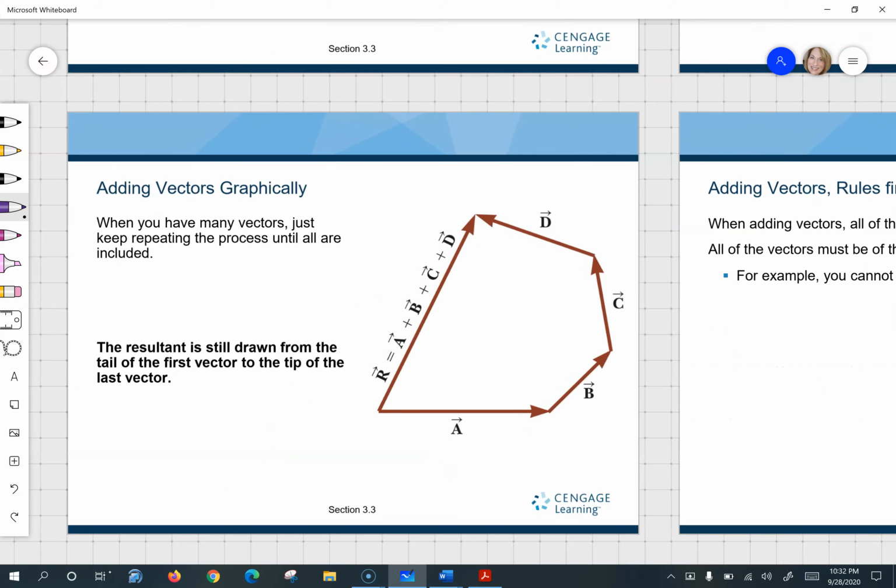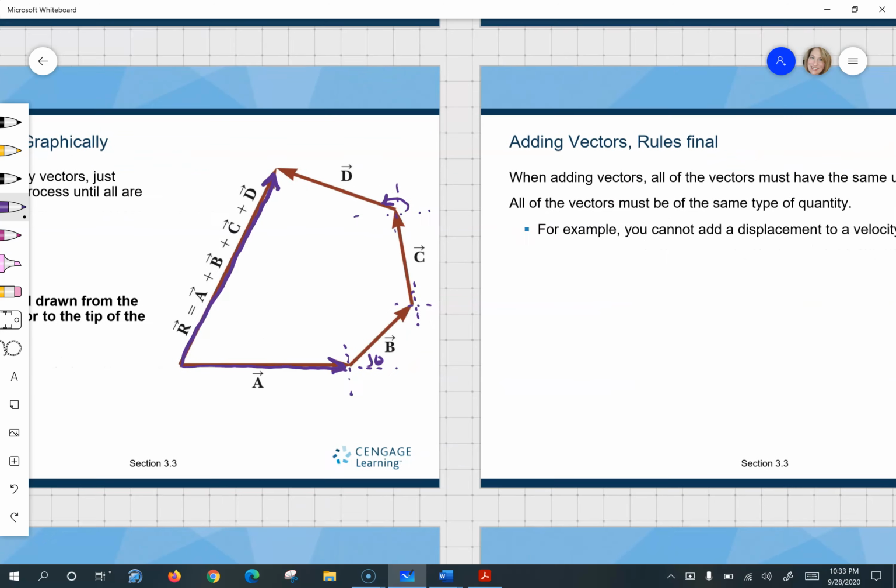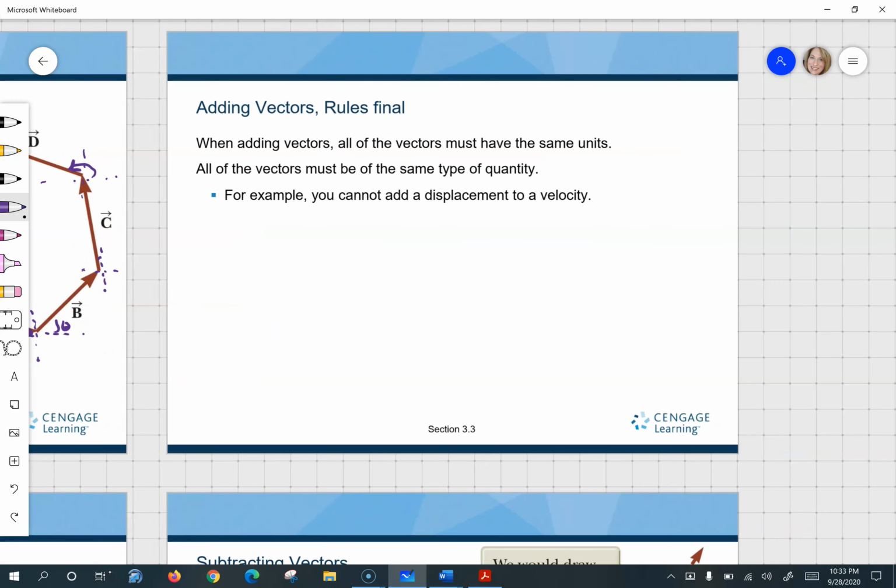You could do that with multiple vectors, and each time you would have to get your protractor, get your ruler, measure these angles correctly, go here, measure this one, go here. You can see that it's pretty cumbersome, and then you would draw your resultant vector. But you always put them head to tail. So when adding vectors, all your vectors must have the same units. We already said that. Same type of quantity. We said that as well.